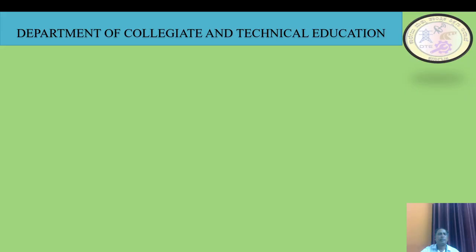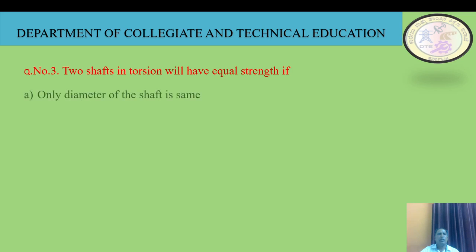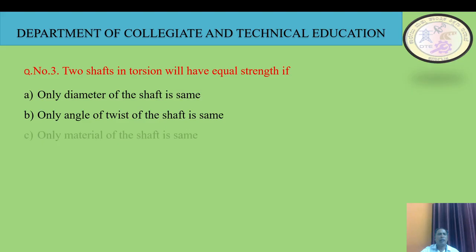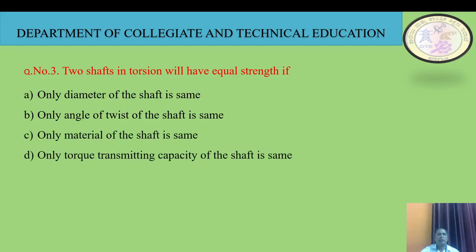Next question. Two shafts in torsion will have equal strength if only diameter of the shaft is same, only angle of twist of the shaft is same, only material of the shaft is same, only torque transmitting capacity of the shaft is same. So the answer is D. If the torque transmitting capacity is same for both the shafts, then only we can say that two shafts will have same strength.